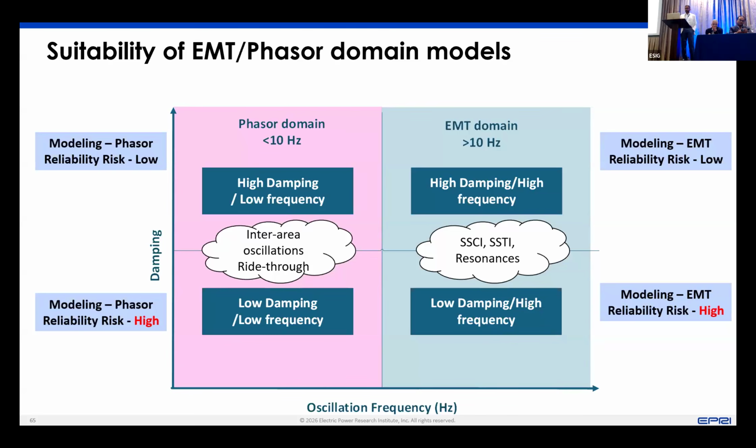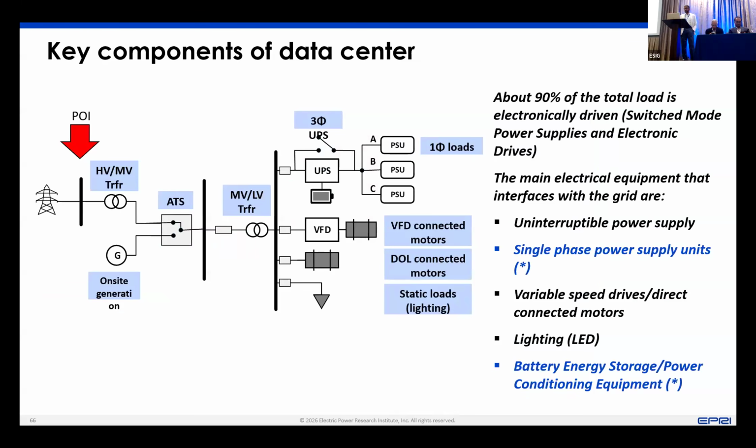So again, if I try to place things that we are more interested in from the bulk system impact side, the inter-area oscillations, the ride-through, et cetera, they kind of fall into this phasor domain space. Anything that's higher frequencies, SSCIs, subsynchronous controller interactions, torsional interaction, resonances, et cetera, all get into EMT. So with that perspective, let's start talking a little bit about the models that we have today and that we can use, and how these models came about, especially for the phasor domain.